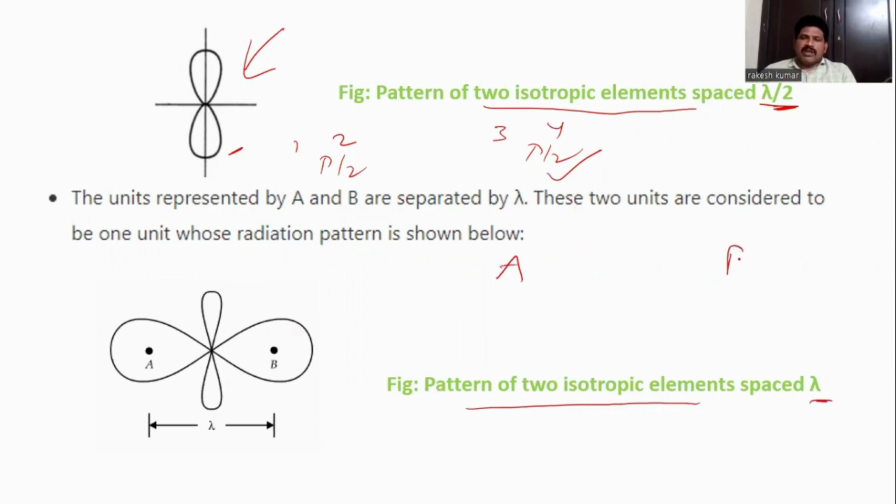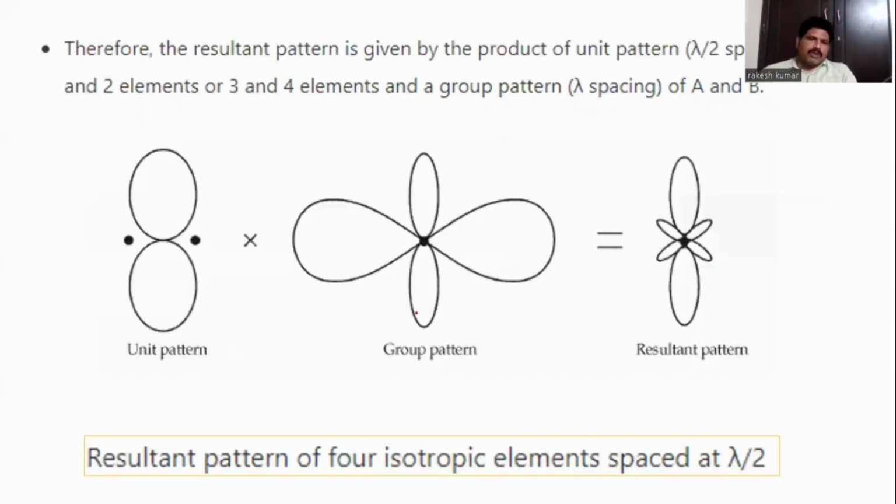What is the separation distance between A and B? The separation distance between A and B is lambda. So this is for two elements separated by lambda by 2, and this is for the two element sources separated by lambda. Now in order to get the total radiation pattern, I want to simply multiply. The resultant pattern is obtained by the product of the pattern with lambda by 2 spacing of elements 1 and 2 and elements 3 and 4, and a group pattern with lambda spacing. So we multiply the lambda by 2 spacing pattern with the lambda spacing pattern.